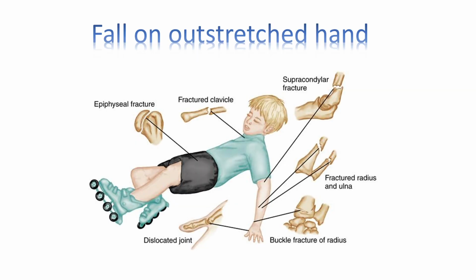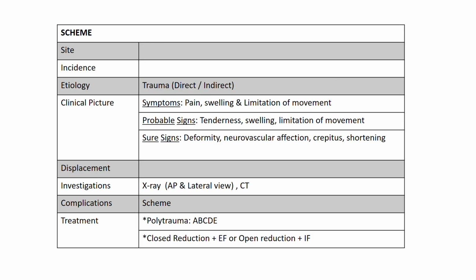outstretched hand. As you can see in this image, fallen outstretched hand has resulted in multiple fractures in different parts of the body. That's why it's usually present in our comparison with all of the fractures together. Concerning the clinical picture, we will talk about the symptoms, pains and swelling and limitation of movement. The pain will be presented as tenderness and swelling, limitation of movement as signs.